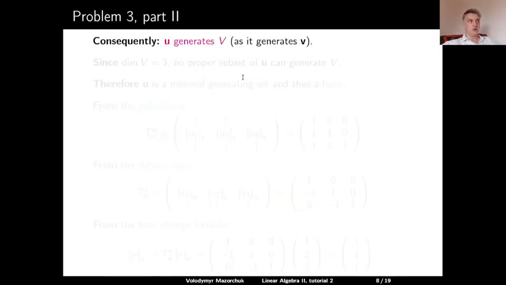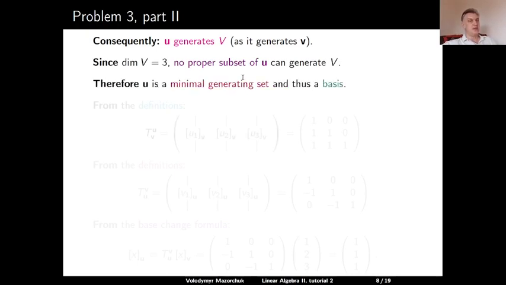Consequently, U1, U2, and U3 generate V, because they generate the elements in some basis, namely in the basis V. And since the dimension of V is 3, and we have three vectors U1, U2, and U3, no proper subset of these three vectors can generate V. Therefore, the set U is a minimal generating system, and we know that a minimal generating system is a basis. So this proves that U1, U2, and U3 is a basis of our vector space V.